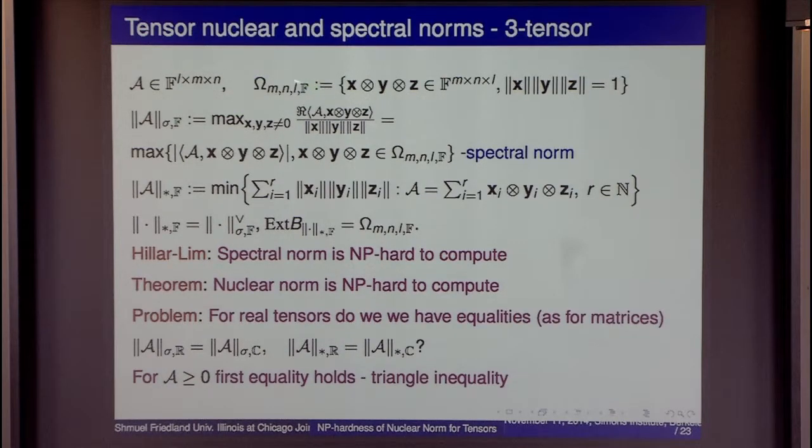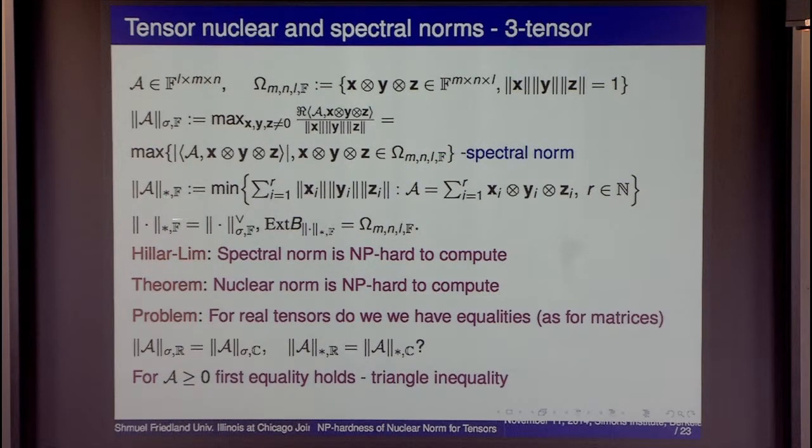So now let's essentially first go to three-tensor nuclear and spectral norms, for three tensors. So what we have now, we have here Omega M N L F. So now it would be, if you want, a Segre product of rank one tensors, but the product of their norms equals one, you can assume that each one is normalized to be of norm one, but of course you still have a choice with the phases. And so the spectral norm would be the maximum of the real part of this ratio, or maximum of absolute value of the real part when this varies over Omega M N L F. So this is the spectral norm.